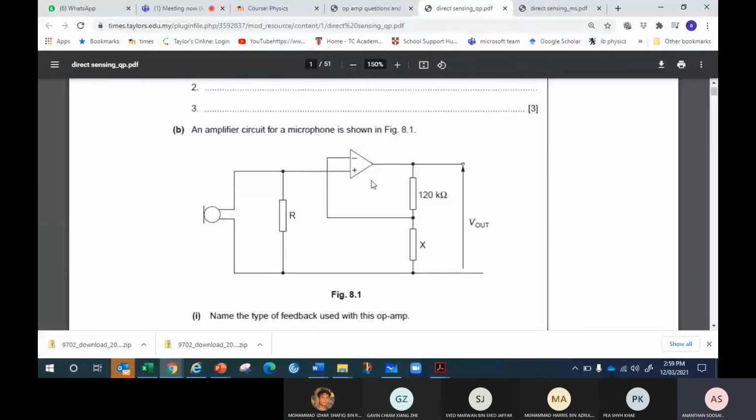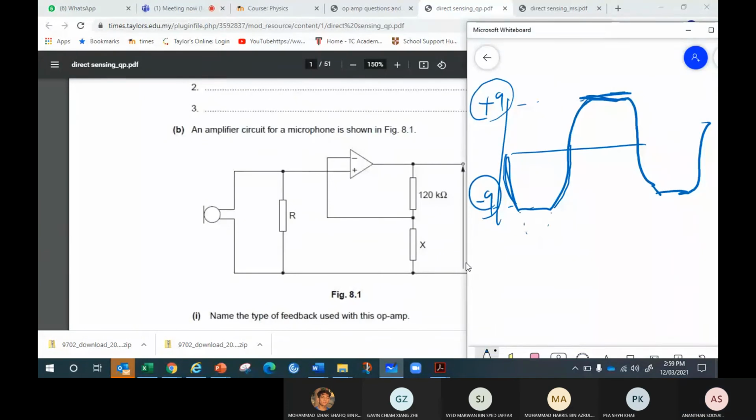Why inverting or non-inverting? The input is where? The input is at positive. This is a microphone connected to positive. So the input is at positive. So this is a non-inverting amplifier, because the microphone voltage is going to change. So the input is a positive changing voltage.